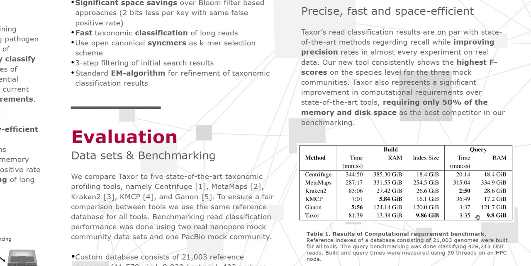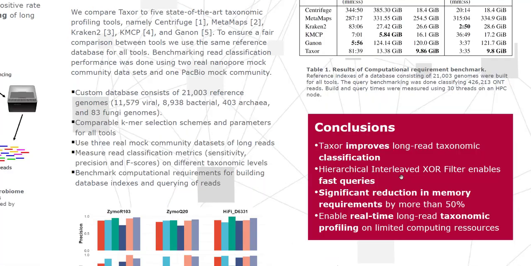And this is the main advantage when we query the read sets against the database index. Here we see that Taxor is as fast as Ganon and Kraken 2, and also has by far the lowest memory footprint of all the tools.